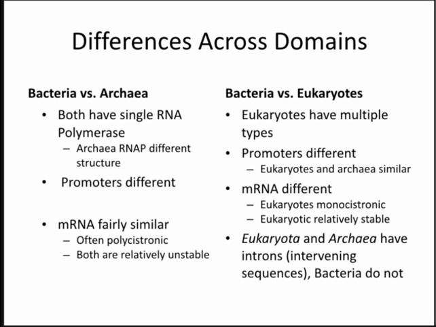If you compare bacteria versus eukaryotes, eukaryotes first of all have a number of different types of RNA polymerases. The promoters are different, and again, eukarya and archaea will have similar promoter structures. And the mRNAs are different. Eukaryotes, because they have a nucleus, and this messenger RNA has to be made in the nucleus and then move out into the cytoplasm, will make them monocistronic. They will put a cap on them, they will put a tail on them, and that makes them much more stable, or relatively more stable than the messenger RNAs from bacteria and archaea.